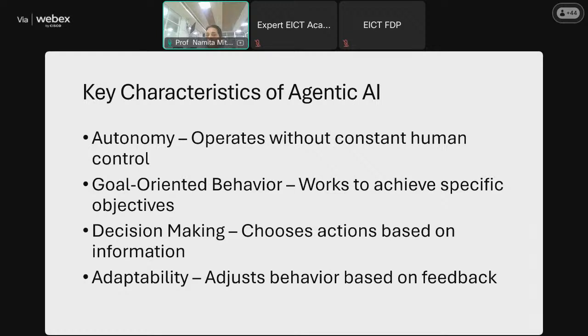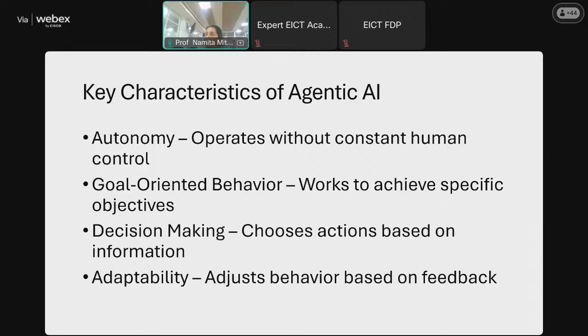So what are the key characteristics of agentic AI? Autonomy: it operates without constant human control. I don't want to control it, being a human; I have given you the rights and authority, you do it. Goal-oriented behavior: it works to achieve specific objectives. I can say this is your job, this is your job, and the remaining are for my purpose, I'll do them later. You do only three, you do only four. That is goal-oriented behavior. Decision making: it chooses actions based on the information.